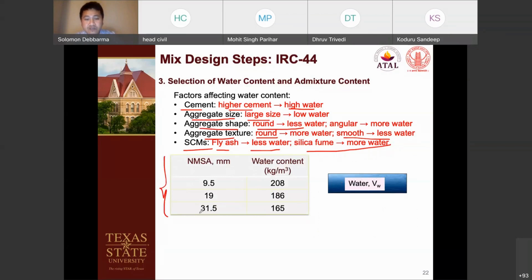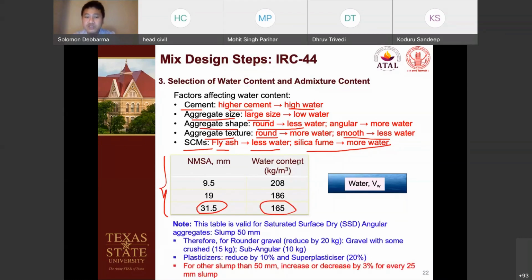Let's say I have a 31.5 nominal maximum size, so I need to select 165 kg per meter cube as the water. But please note that this table is valid for SSD condition and a slump of 50 mm. Since our PQC should be designed for 25 plus minus 10 mm, we need to increase or decrease the water content by 3% for every 25 mm slump. So we need to decrease by 3%.